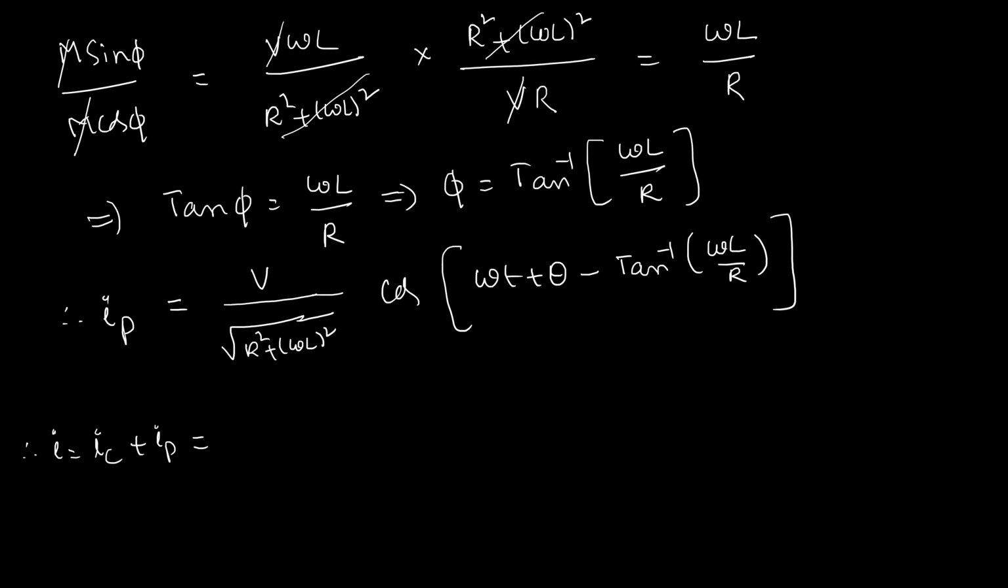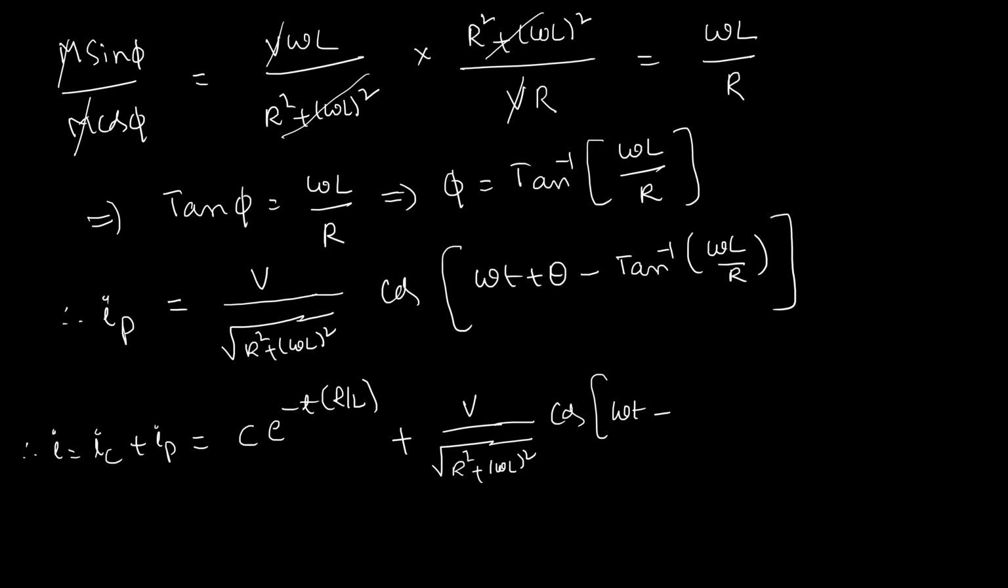So, we already wrote the relation for the complementary function, no? That is C into e power minus t into R by L. Now, what is the particular solution? This entire expression: V by root of R square plus omega L whole square into cos omega t plus theta minus tan inverse of omega L by R. Okay, so this is our complete solution for current I.